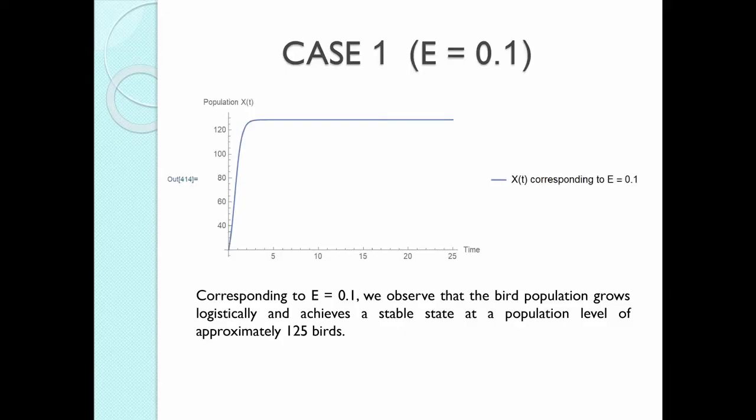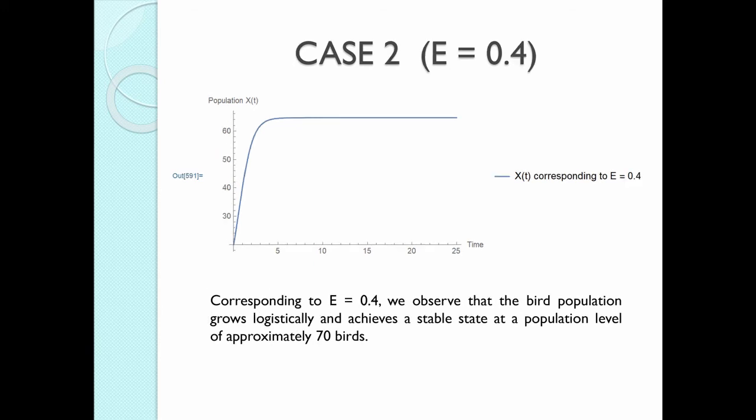Case 1. E is equal to 0.1. Corresponding to this value, we solve the differential equation numerically and plot it to observe that the bird population grows logistically and achieves a stable state at a population level of approximately 125 birds.